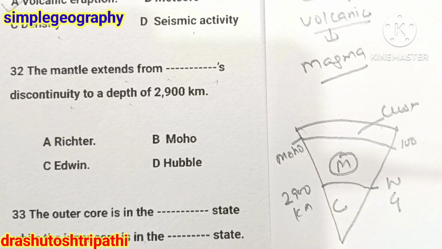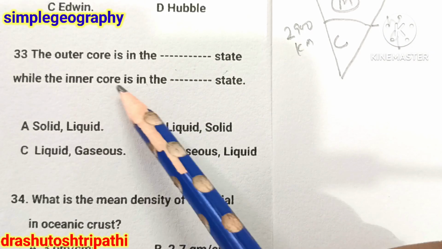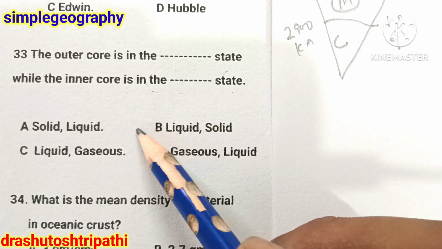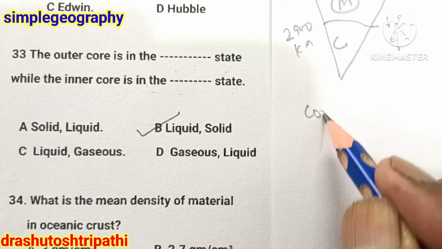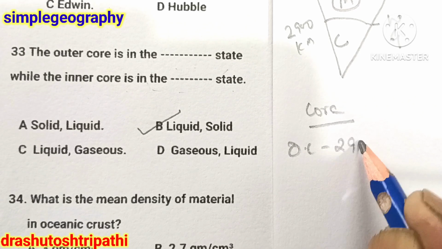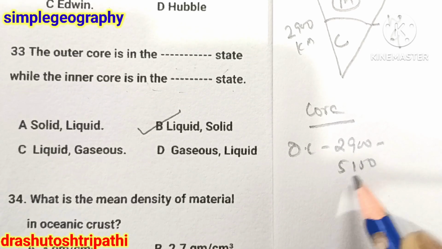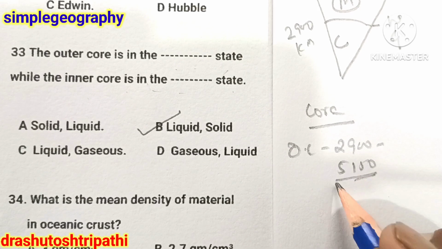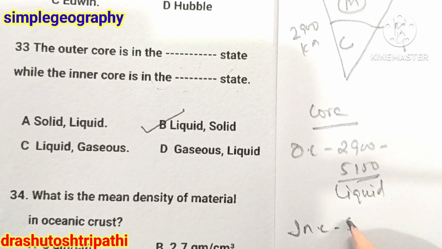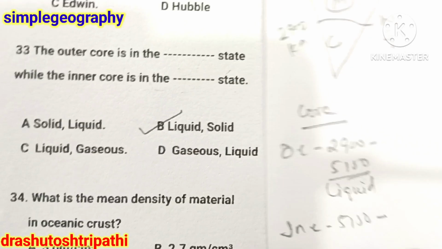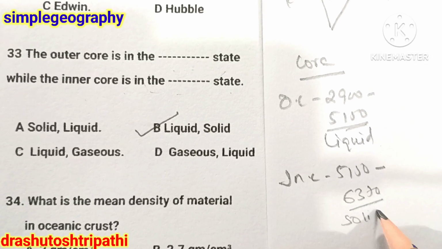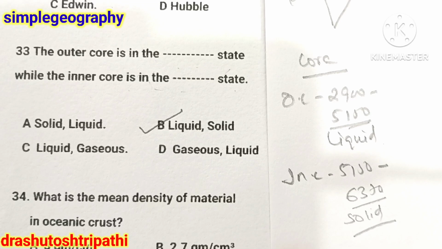Gutenberg discontinuity. The core of the earth is in dash state, where the inner core is in dash state. The answer is B, liquid and solid. The core is divided into two parts: the outer core, which is from 2900 to 5150 kilometer, is in liquid form, and the inner core, from 5150 kilometer to 6370 kilometer, behaves like a solid. The answer B is correct.